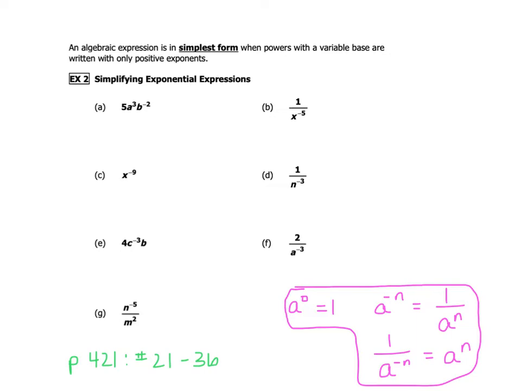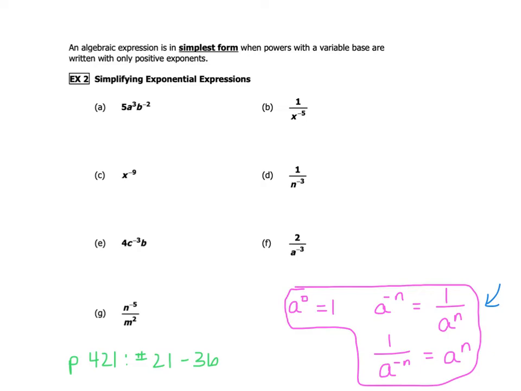And we're going to go ahead and simplify these expressions. Now keep in mind that when we say simplify, it means that we want to get all the exponents to be positive exponents. And what that's going to involve is using these two rules down here at the bottom of the page to make sure that all of our exponents are positive.